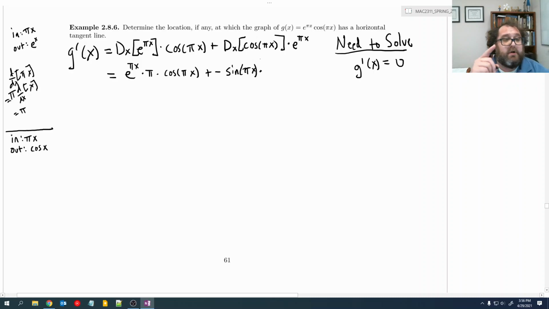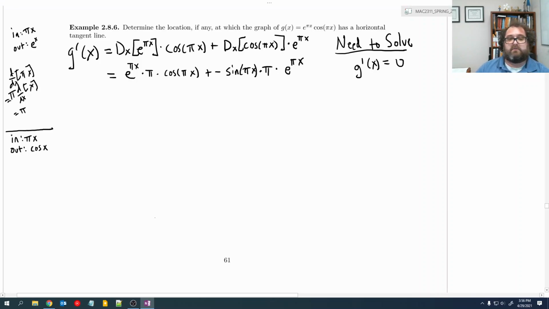And then the third step of the chain rule is to multiply by the derivative of the inside function. But notice, our inside function is the exact same as it was for the first derivative. So the derivative of pi x, you can factor out the pi, take the derivative of x, which is 1, times pi. So we multiply by pi. And then times e to the pi x, just like that was there according to the product rule.